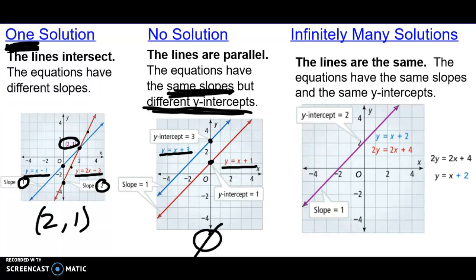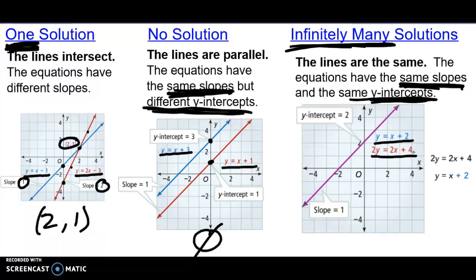My third scenario is I could have infinitely many solutions. And that's when my lines are exactly the same. I have two different equations that both describe the same line. So these equations would have the same slope and the same y-intercept. But sometimes we have to play around with them a little bit to see that they have the same slope and the same y-intercept. So this graph looks like the graph of one line, but I can actually graph this line from this equation and from this equation.